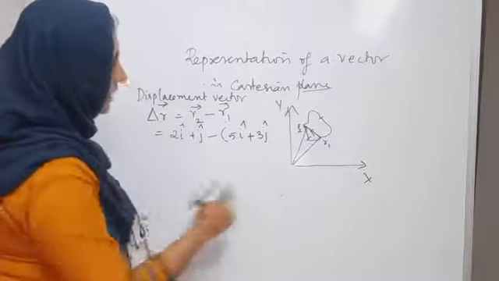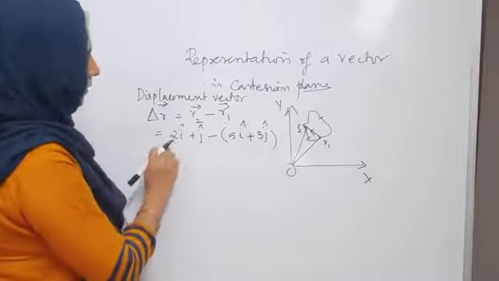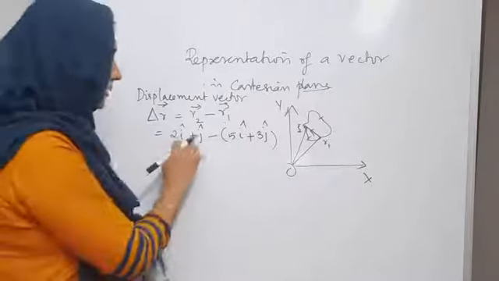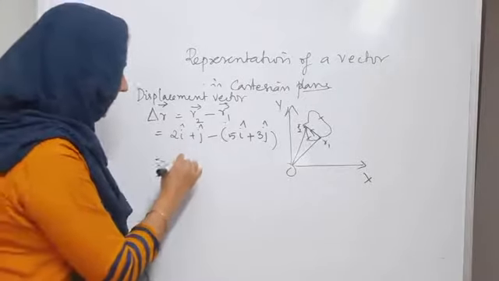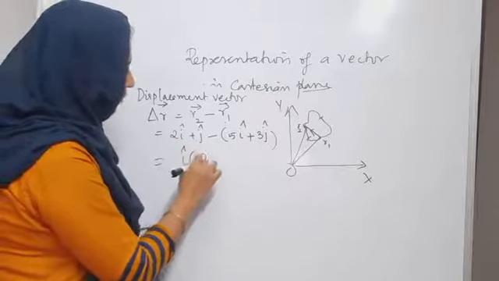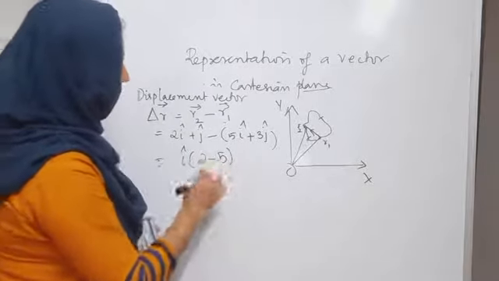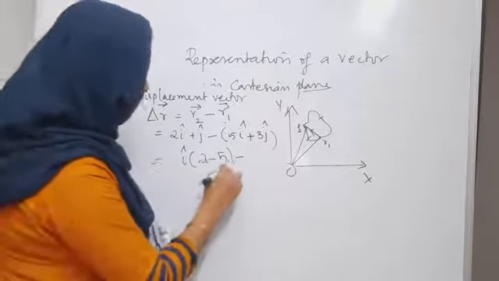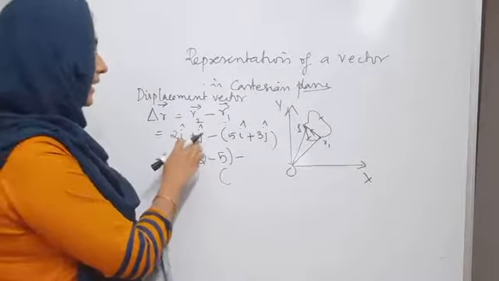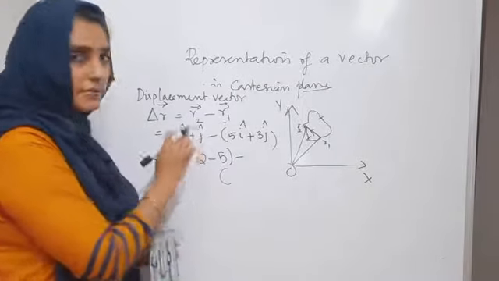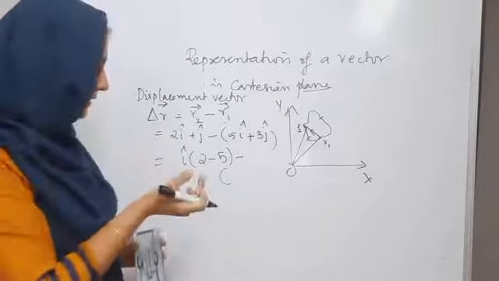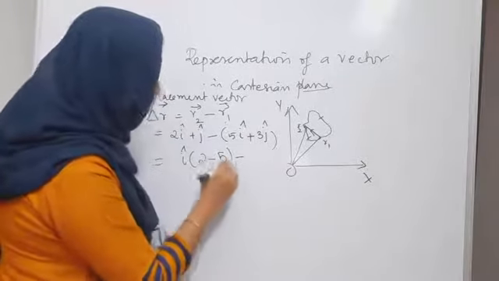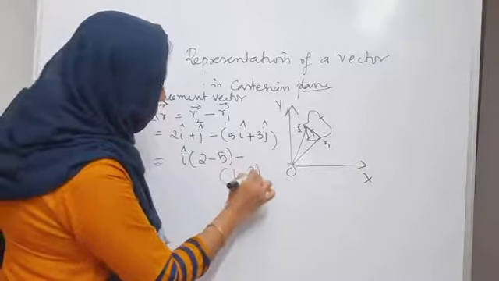Now let us find it out. As I told you, the i component can be subtracted from the i component, so I can take i cap outside. It is 2 minus 5. And for the j components, if it is simply written as j cap, it means the scalar quantity is 1. It is 1 into j cap. So 1 minus 3 into j cap.